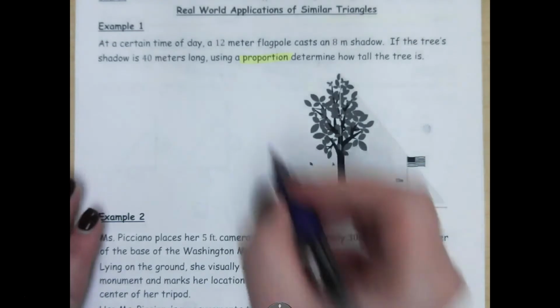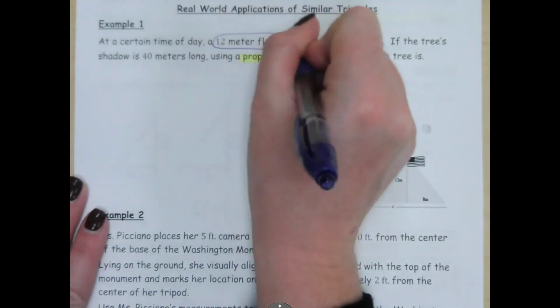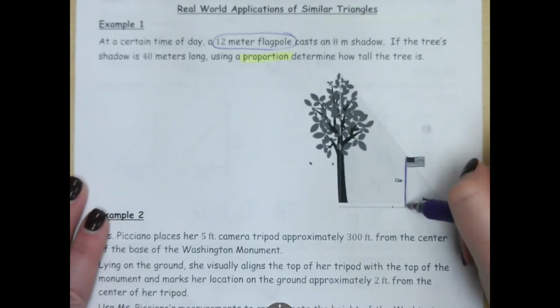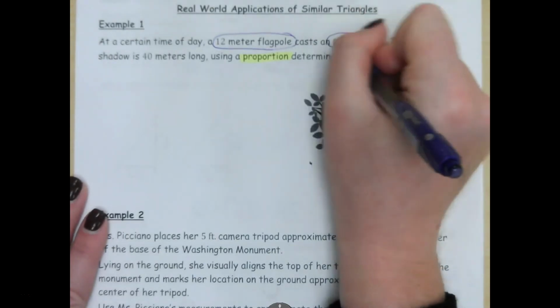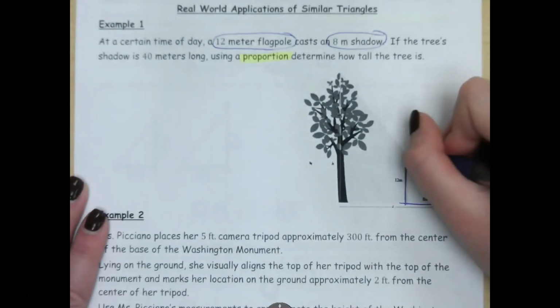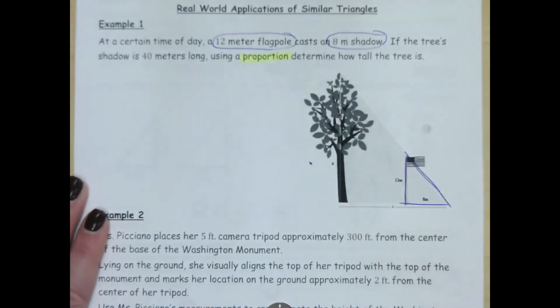Well, as I read the question, I can see I have a 12-meter flagpole. Here's the 12-meter flagpole. It says that it casts an 8-meter shadow. Here is the 8-meter shadow. Are you guys already seeing this? Here's the first triangle that I'm going to use in my proportion for this question.